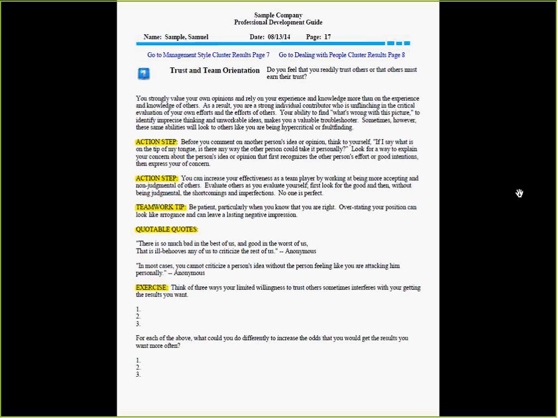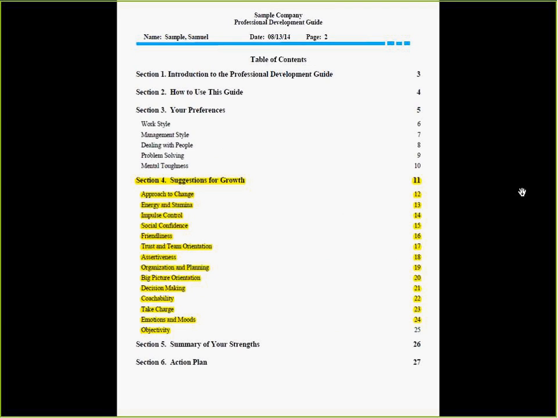Specific, pragmatic, and easy-to-use suggestions for how this person can use their innate trust and teamwork preferences to be more effective on the job are provided. There are important points to remember about the suggestions for growth pages. First, the content suggestions and tips are customized for this person. So the information is always presented in constructive language so that the person can focus on information without being distracted by defensiveness or denial.